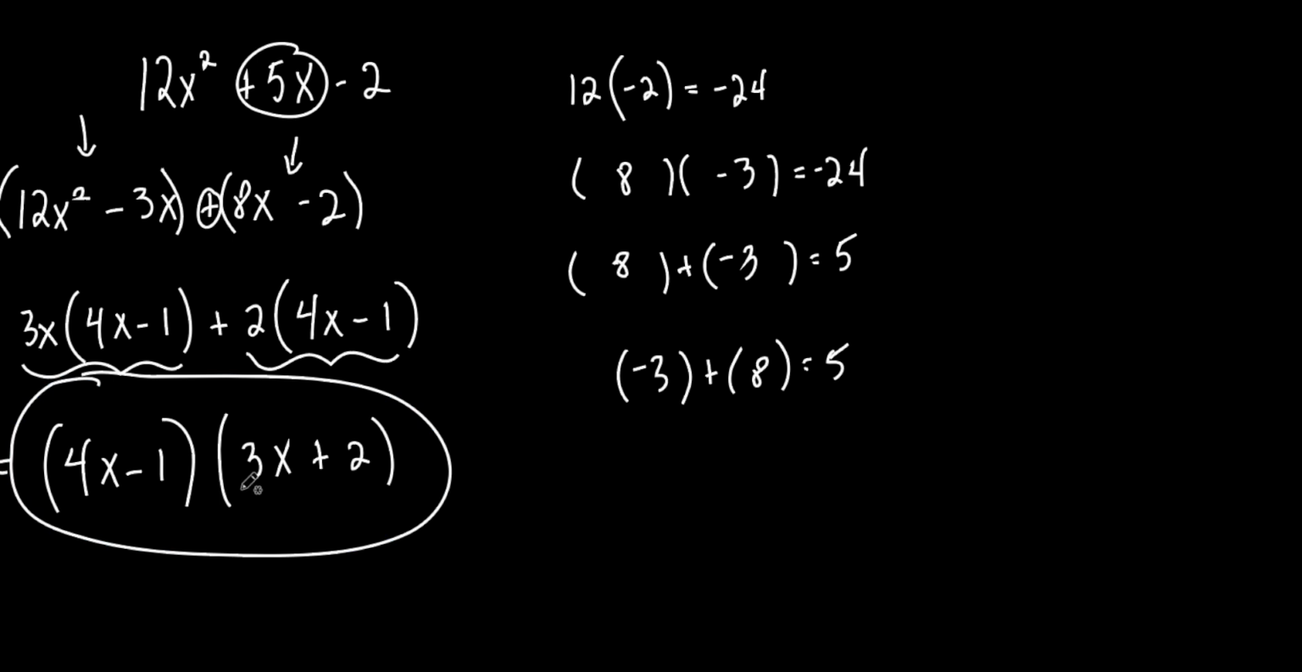It's the same thing as we got when we guessed. Would you agree? Let's just make sure it works. 4x times 3x is 12x squared. The last one, negative 1 times positive 2 is negative 2. Do the outside. The outside is 8x. The inside is negative 3x. That's what? 5x. Does it work? Does this equal this? It absolutely does.